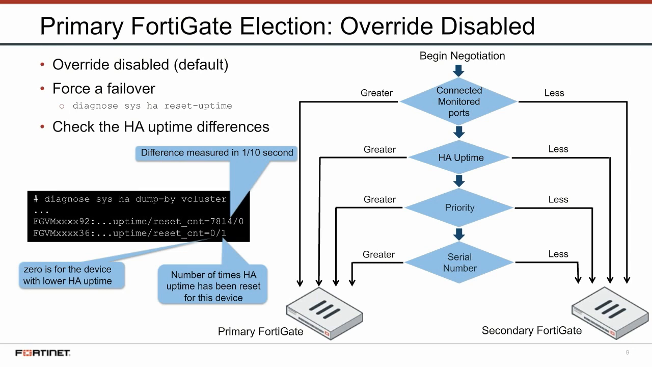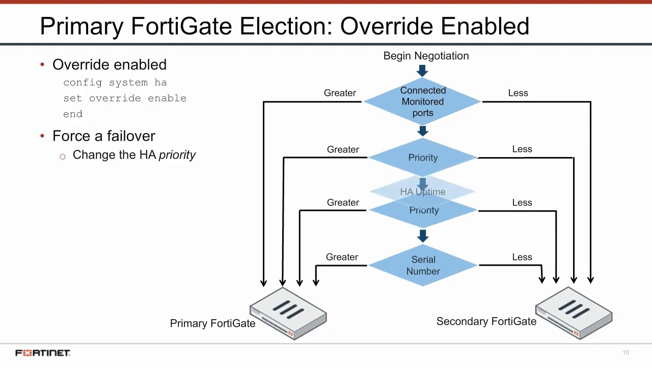Note: you can view the HA uptime difference between the cluster members. The device with 0 in the uptime column indicates the device with lower uptime. In this example, the device ending with serial number 92 has an HA uptime 7,814 seconds greater than the other device in the HA cluster. The reset_cnt column indicates the number of times HA uptime has been reset for that device.